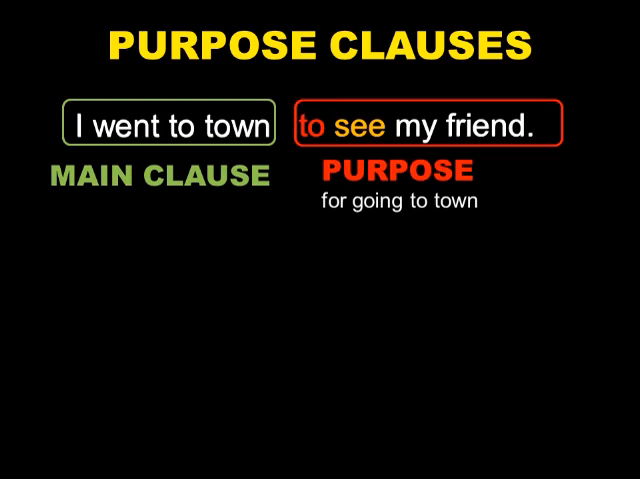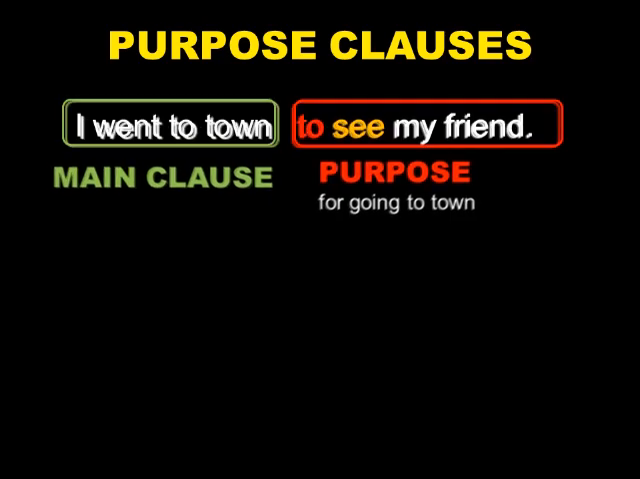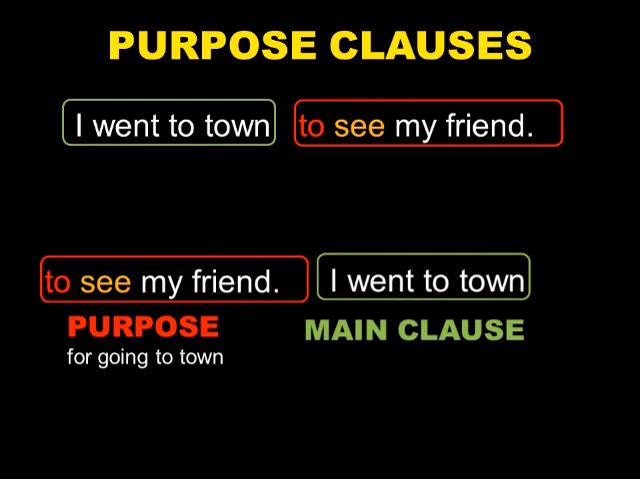Notice that in English, if we change the order of the clauses and say, to see my friend I went to town, it does not sound natural. In natural English, the purpose clause always comes after the main clause. However, in many Pacific languages, it is much more natural to say the sentence this way around. Think for a moment how to say this in another language that you know. Try translating, I went to town to see my friend, and also, to see my friend I went to town. Think about which one sounds more natural to you.